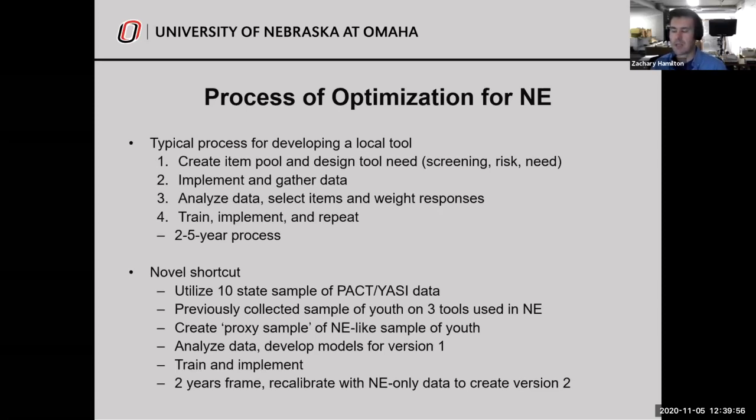And what we've essentially done is pulled out individuals from that 500,000 sample of youth and identified which cases, based on their response patterns, match to Nebraska cases. And then we're able to take those cases and create what we call a proxy sample. So it's a Nebraska-like sample of youth that have been administered the PACT or the YASI and have recidivism information that we can track. We're then going to analyze that data and develop a version of that PACT or YASI tool that represents a Nebraska-like population or represents that proxy sample.